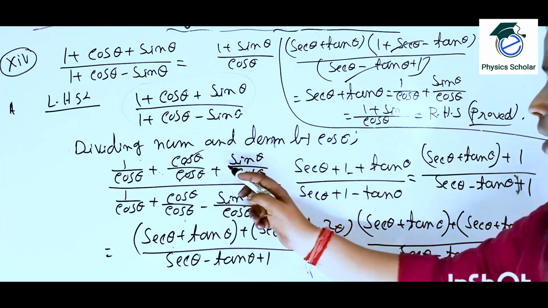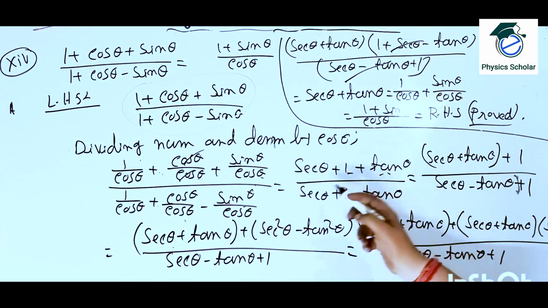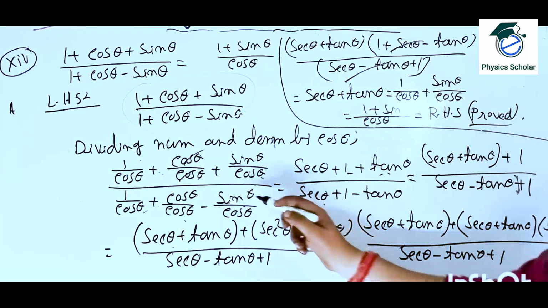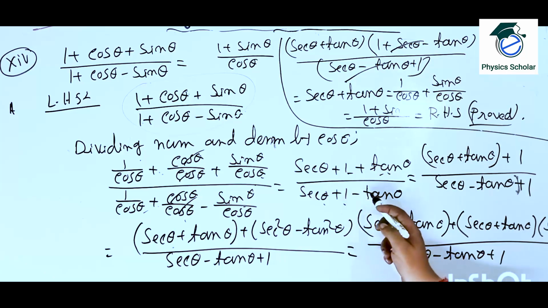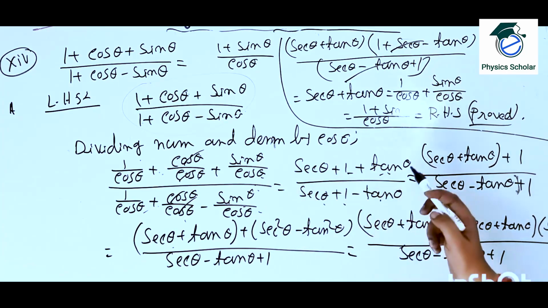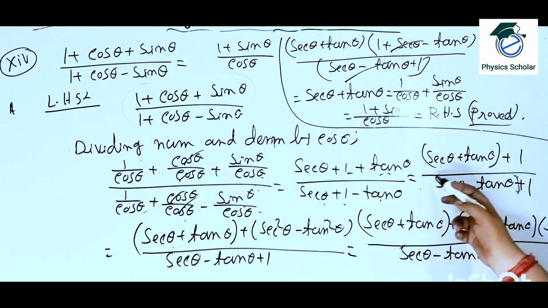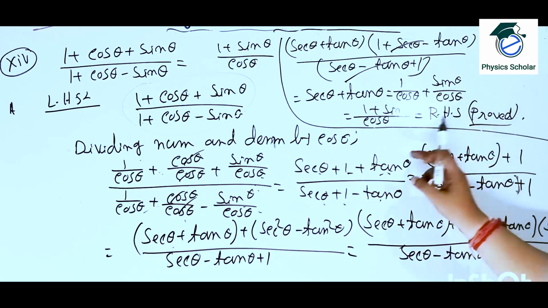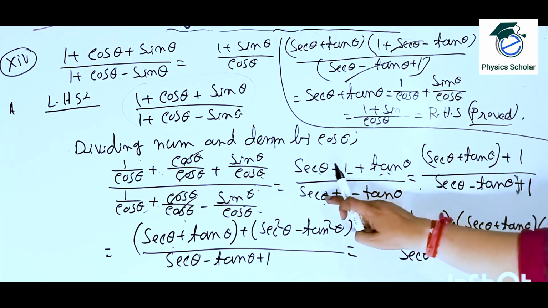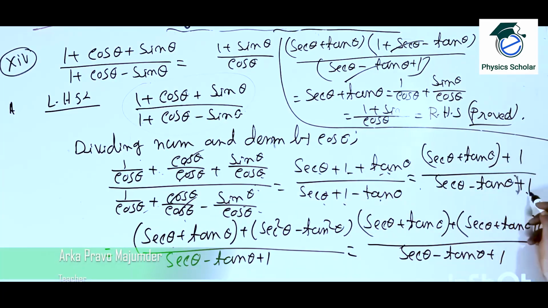That means 1. Okay, and sin theta by cos theta means what? Tan theta. Clear? And 1 by cos theta means sec theta. This will be cancelled. That means plus 1 minus sin theta by cos theta means tan theta. Clear? Is equal to what? What we can write? Sec theta plus tan theta together plus 1, and here sec theta minus tan theta together, plus 1 like this.